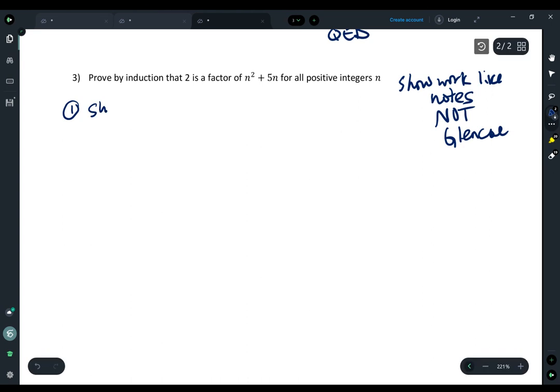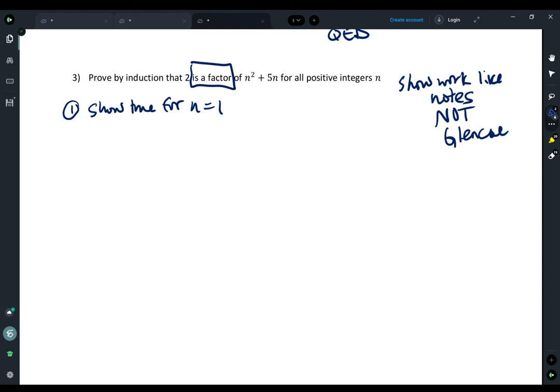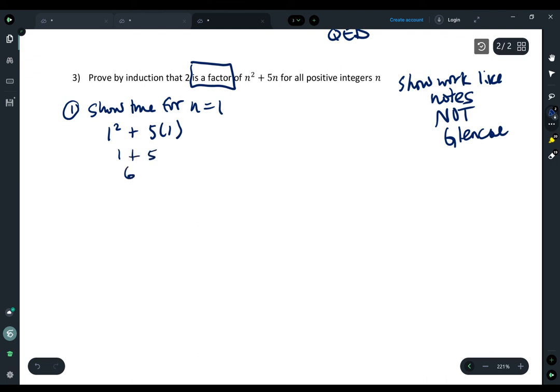So first, we're still going to show true for n equals 1. And this is different. This time we're showing that something is a factor. So these is a factor problems are different. So we're showing 2 is a factor of n squared plus 5n. So I don't have a bunch of stuff equal. All I have to work with is that n squared plus 5n. So I'm going to make this 1 squared plus 5 times 1. And that's 1 plus 5, which is 6. And then I just want to think, is 2 a factor of that? Yes, 2 is a factor of 6.